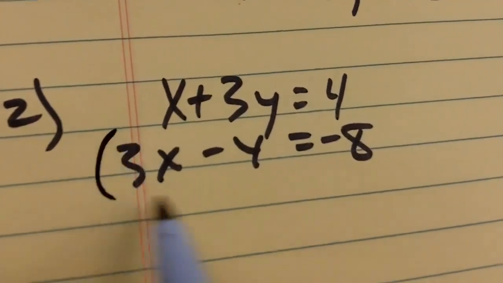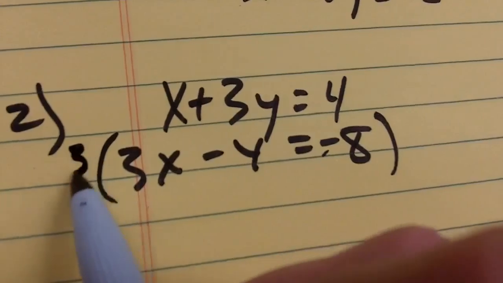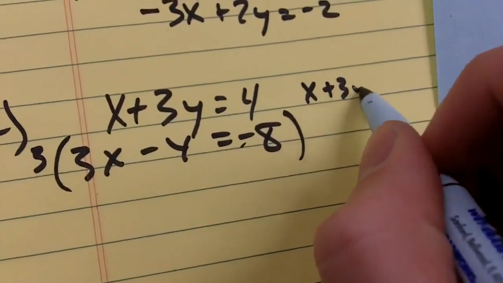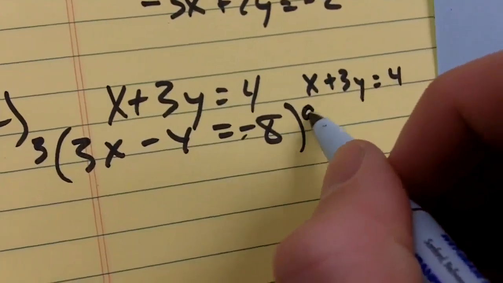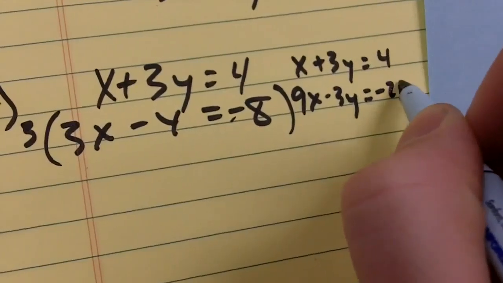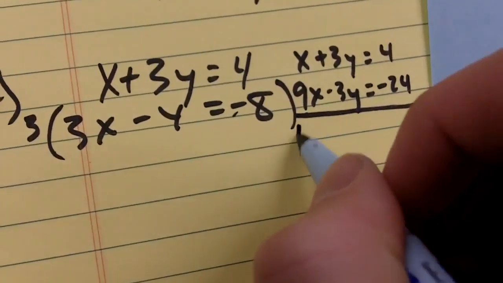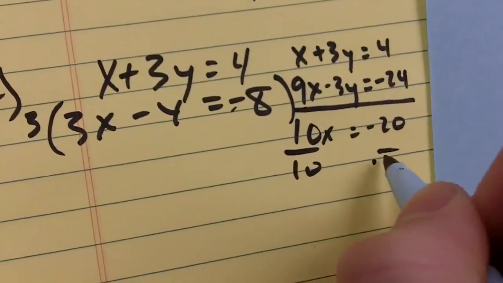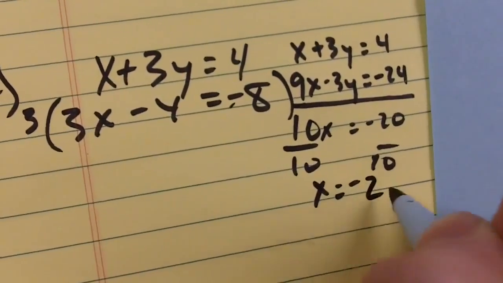There's no opposite coefficients yet, so if I get rid of the number in front of the y's, then I will have opposite coefficients. This top equation stays the same. X plus 3y equals 4. The bottom equation becomes 9x minus 3y equals negative 24. If I add those two equations together, I get 10x equals negative 20. Divide by 10, x equals negative 2.